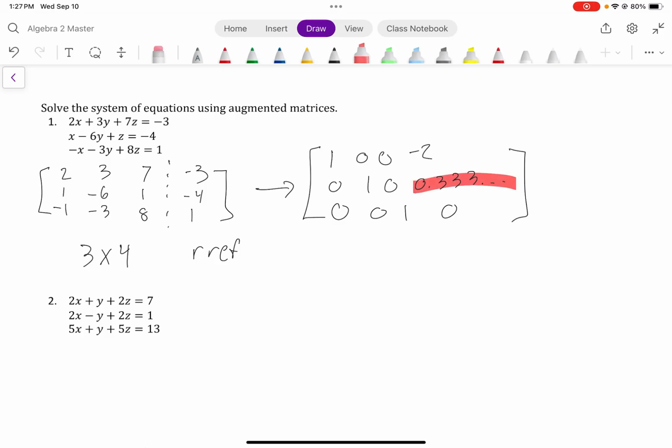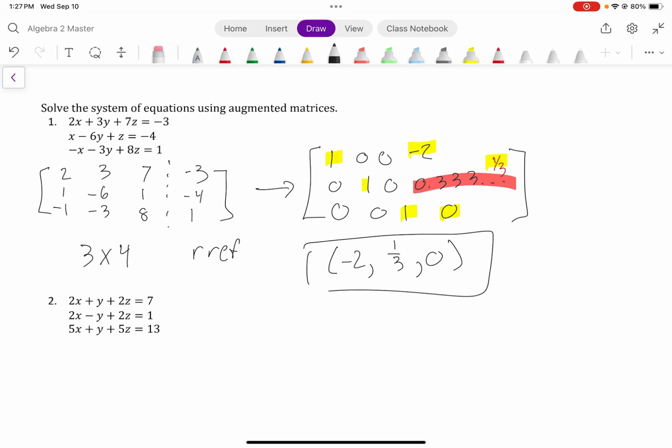Everybody should be able to recognize that that is 1/3. That repeating decimal is 1/3. If you get a decimal, try to find a fractional representation of it instead. This tells me my ordered triple is going to be -2, 1/3, 0, where these numbers come directly from right here. X first, Y second, Z third, because X was first, Y was second, Z was third. There's my final answer.